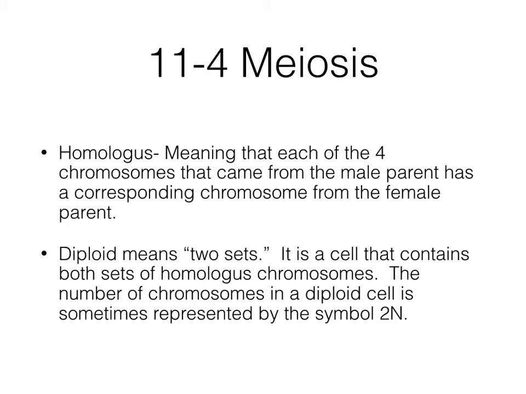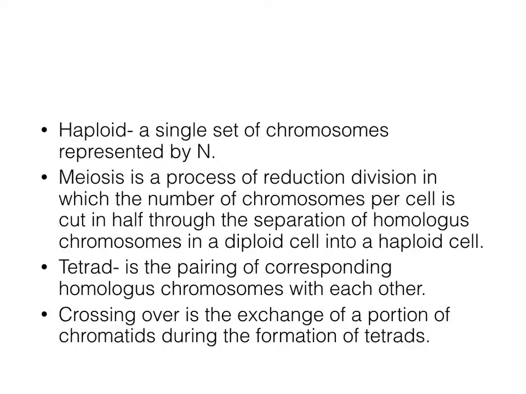Now, diploid means 2 sets. It is a cell that contains both sets of homologous chromosomes. The number of chromosomes in a diploid cell is sometimes represented by the symbol 2n. Right? So diploid means both sets of homologous chromosomes. If you separate them out, you'll have allele on one, allele on the other, and then they can be passed on to the offspring as just N. Right? The haploid cells will be N, which is what we see right here. Haploid is a single set of chromosomes, so it's only got half of the genetic information, one of the alleles.